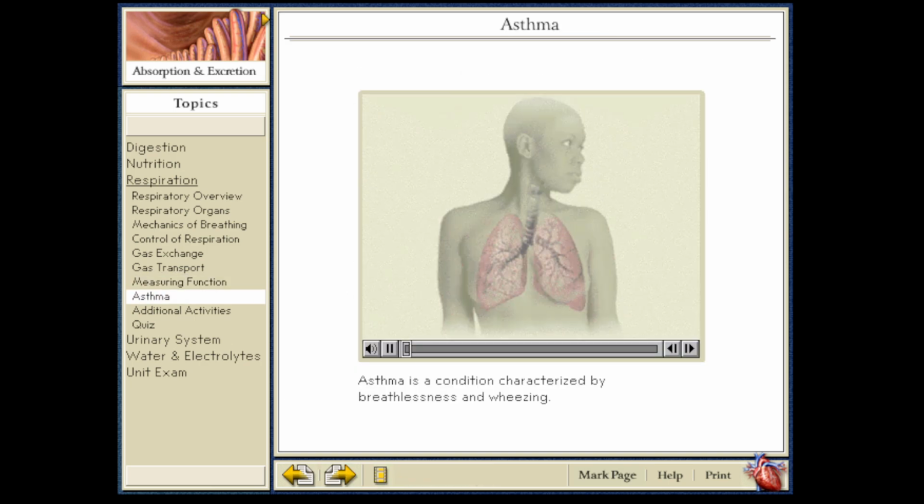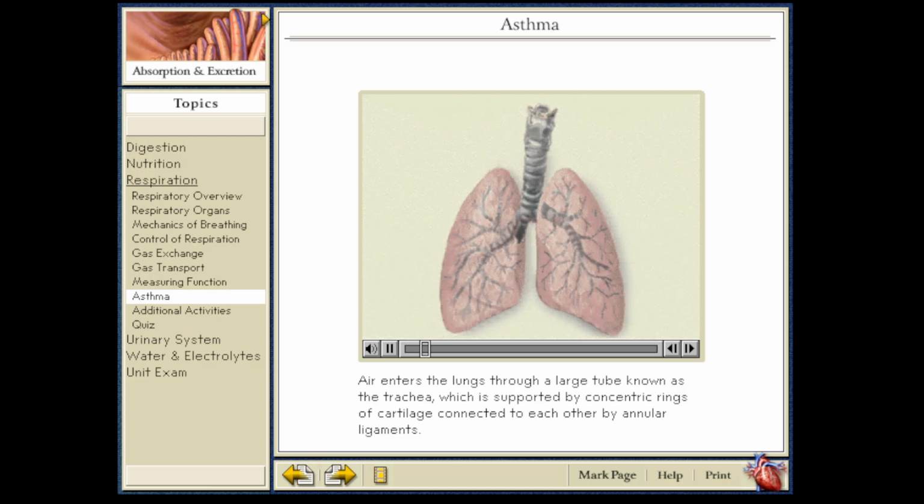Asthma is a condition characterized by breathlessness and wheezing. To understand how asthma causes shortness of breath, one must look at the normal respiratory system. Air enters the lungs through a large tube known as the trachea, which is supported by concentric rings of cartilage connected to each other by annular ligaments.